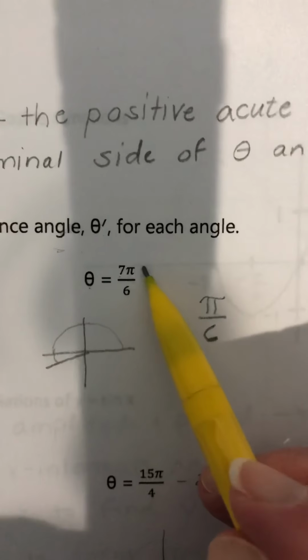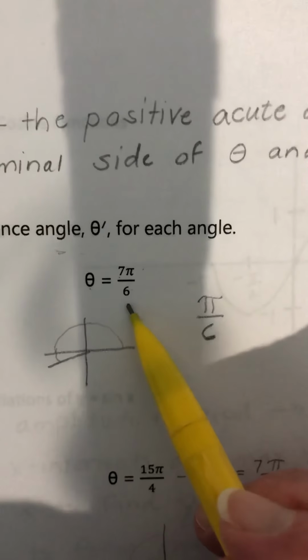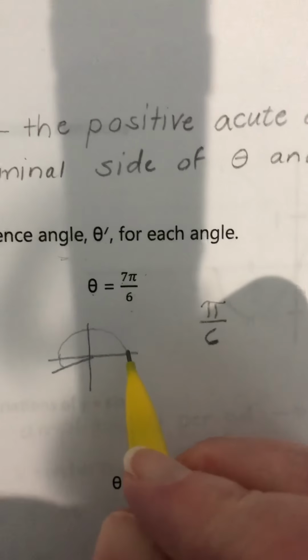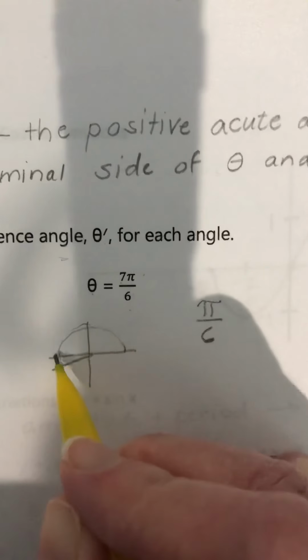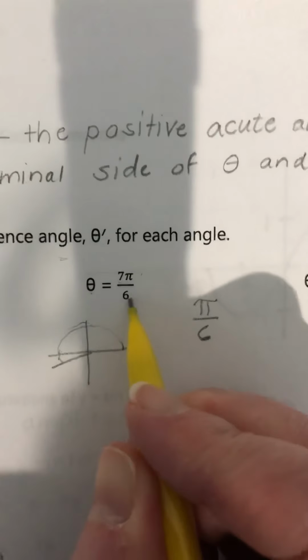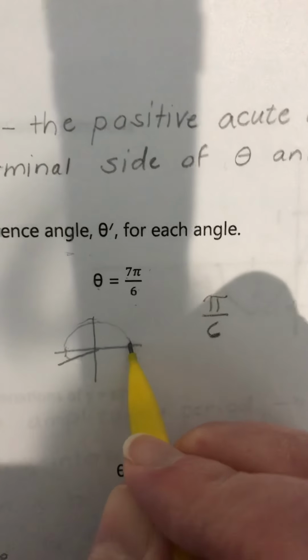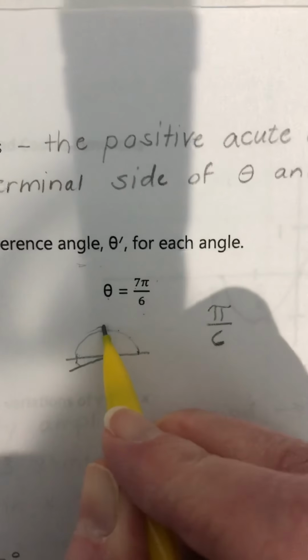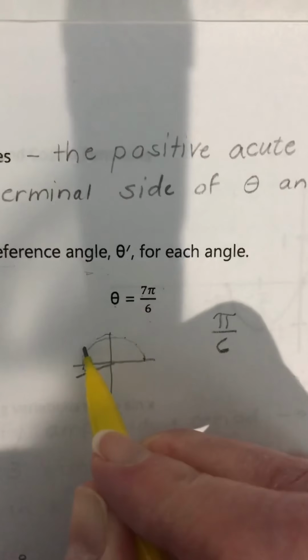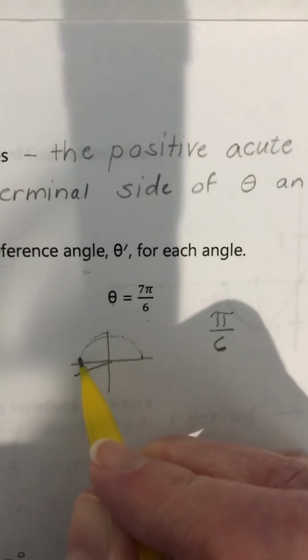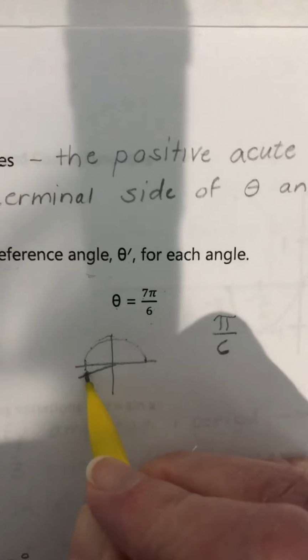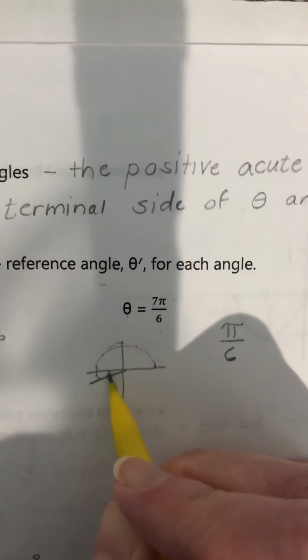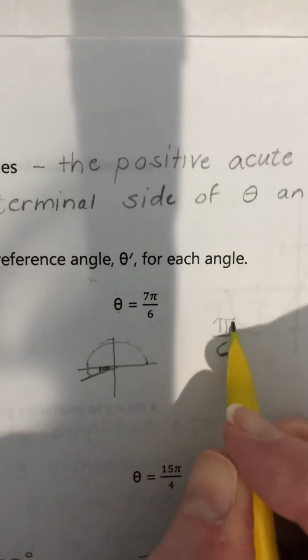Theta is 7 pi over 6 radians. This time I'm going to count in radians. So from here to here is pi. If I break it up into 6 parts, I would have 1 pi over 6, 2 pi over 6, 3 pi over 6, 4 pi over 6, 5 pi over 6, 6 pi over 6, 7 pi over 6. So I have a leftover pi over 6.